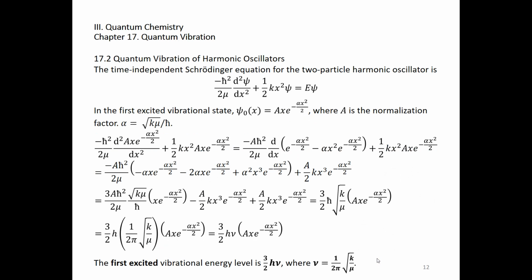Now let's look at one more solution. Let's look at the first excited state with such a wave function. We have one additional polynomial function x here, first order, and then multiplied by the Gaussian function. Alpha is the square root of k mu over h bar.